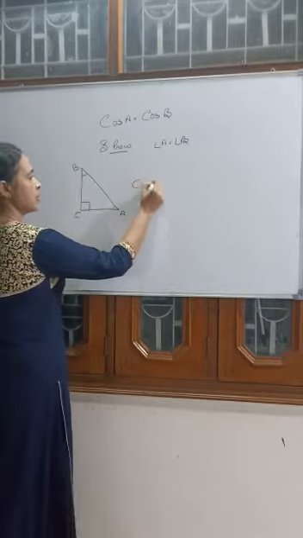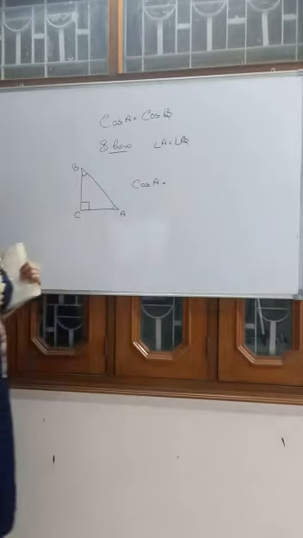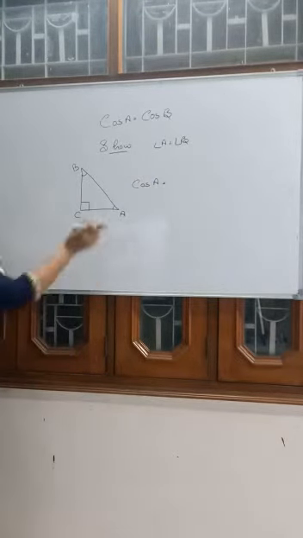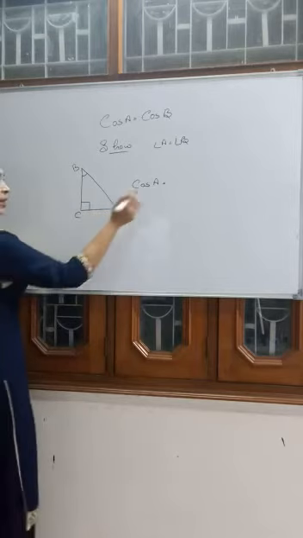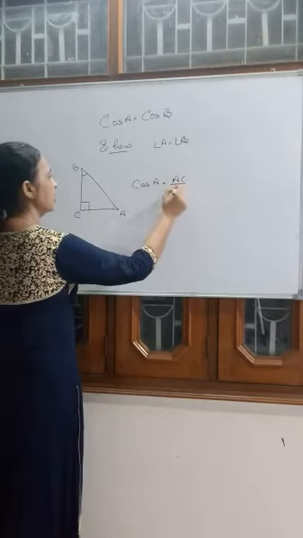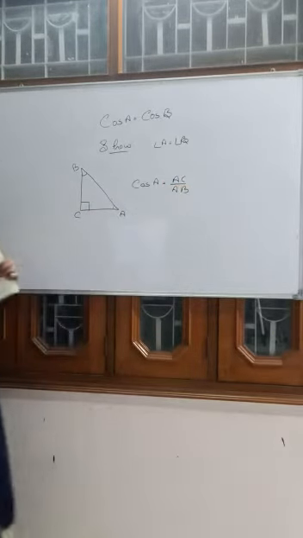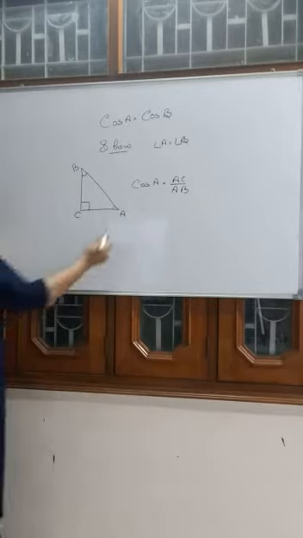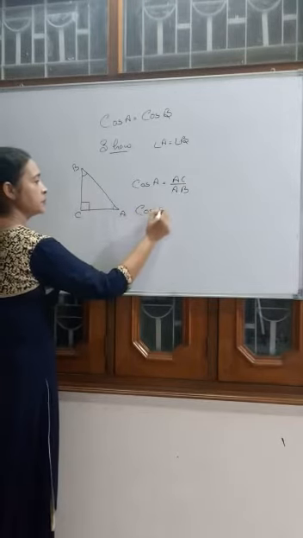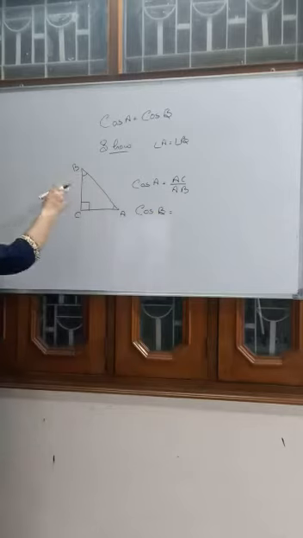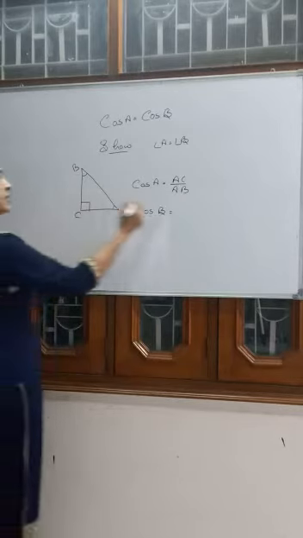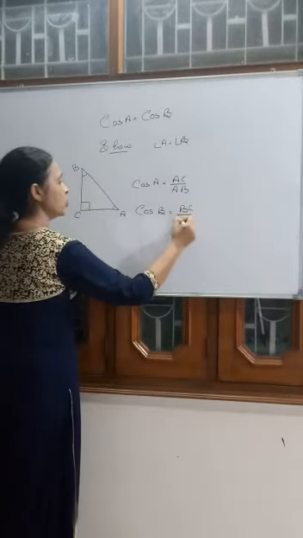What is cos A? Cos A is adjacent side upon hypotenuse. Which is the adjacent side of A? AC upon AB. Clear? Next, cos B. Which is the adjacent side to B? BC upon hypotenuse AB.